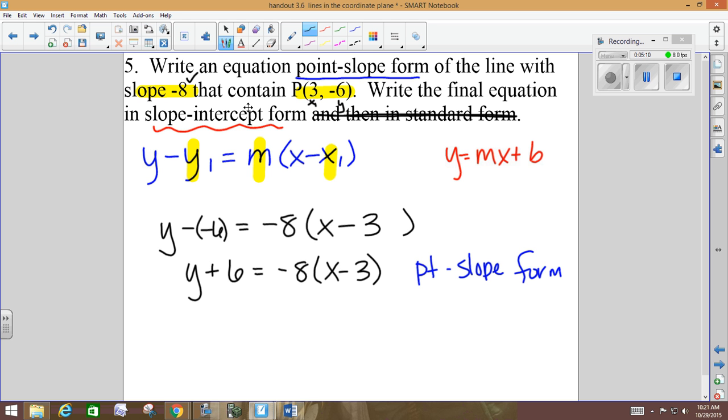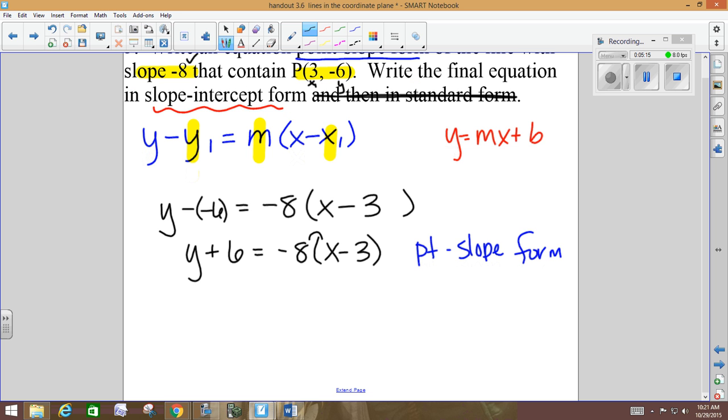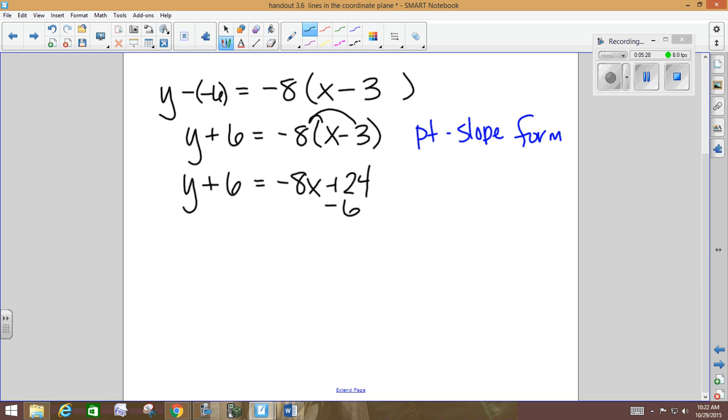Get y by itself. So now I can distribute. Now I'm going to distribute to get it into slope-intercept form. Y plus 6 equals negative 8x plus 24. And then what do I need to do? Subtract 6 to the right. And y equals negative 8x plus 18. Y is by itself. We're in that y equals mx plus b form. So we are done. Here's your slope-intercept form.